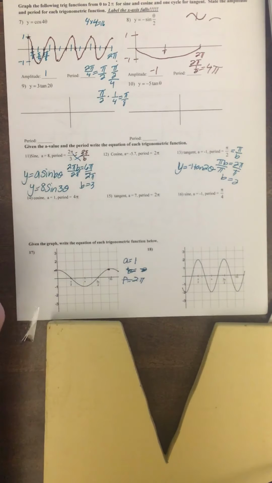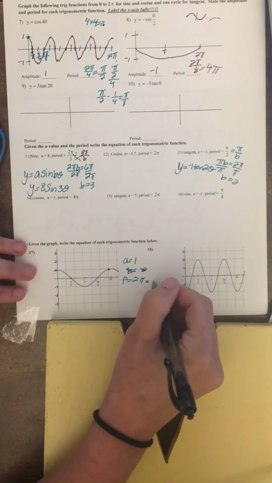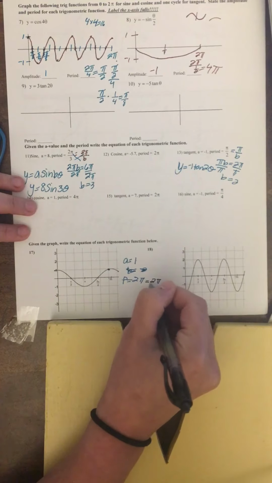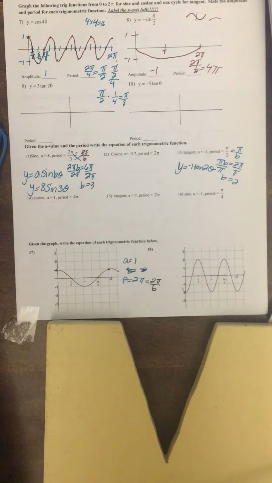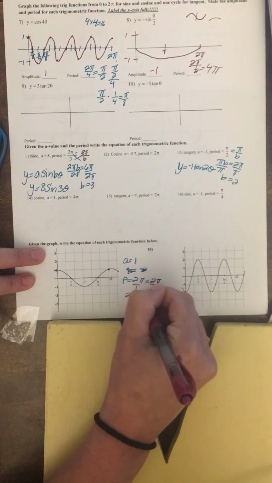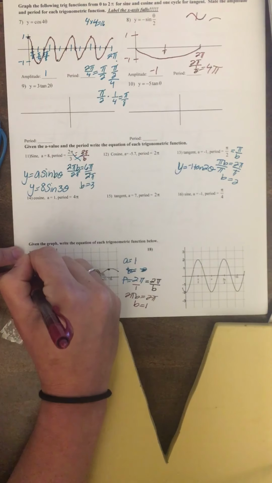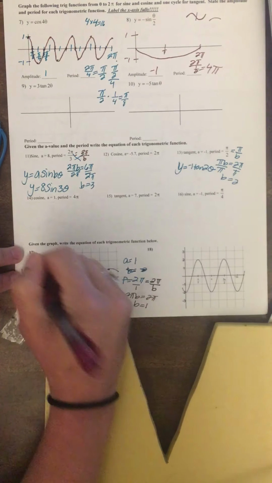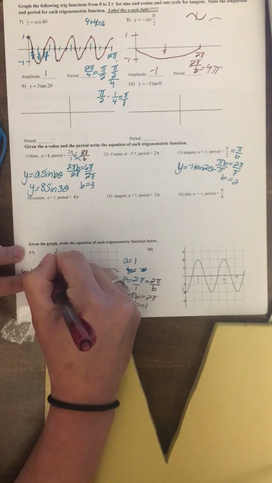And if the period is 2 pi, then we would set that equal to 2 pi over b, because we want to find b. Okay, so if we cross multiply here, that gives us 2 pi b equals 2 pi, so b is equal to 1, which means this equation is y is equal to a, which is 1, times the cosine of b, which is 1 theta.